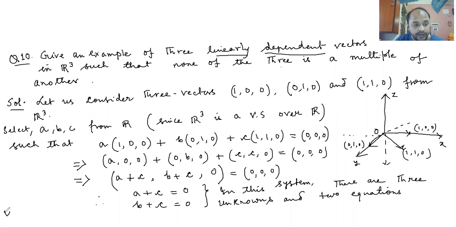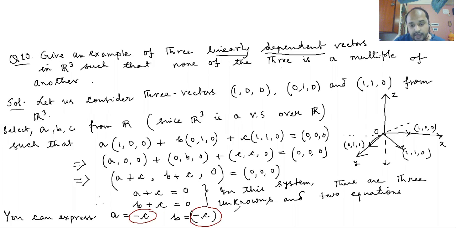You can express the unknown A in terms of the unknown C as A equal to minus C, and you can also express the unknown B in terms of the unknown C as B equal to minus C. So the unknown C is actually having independent choice.